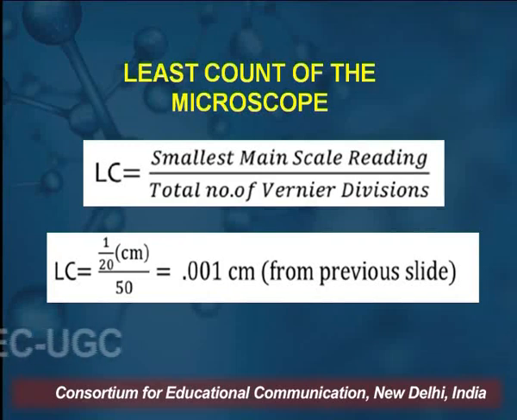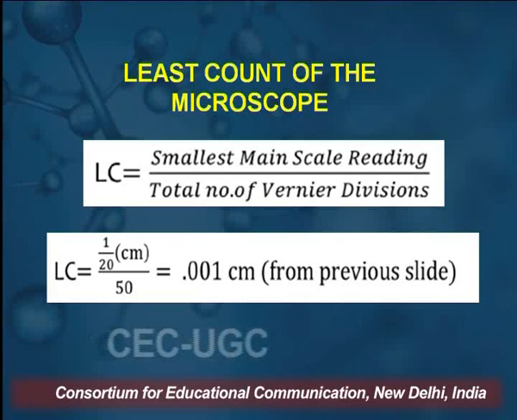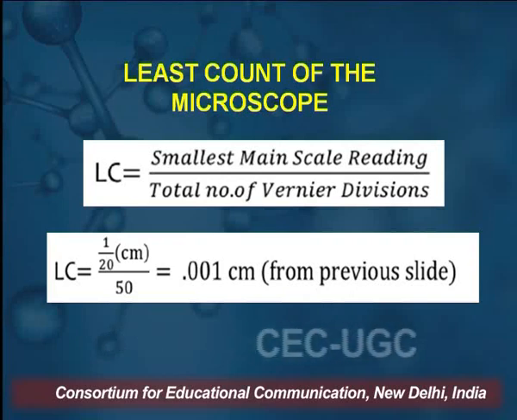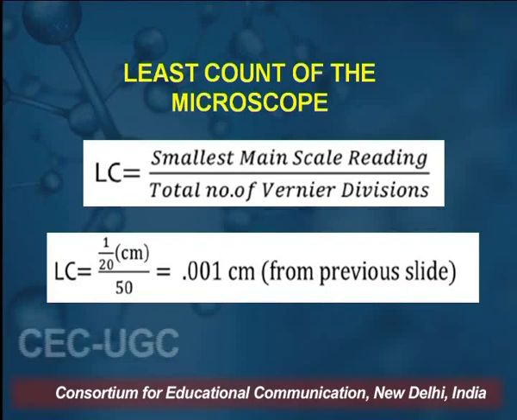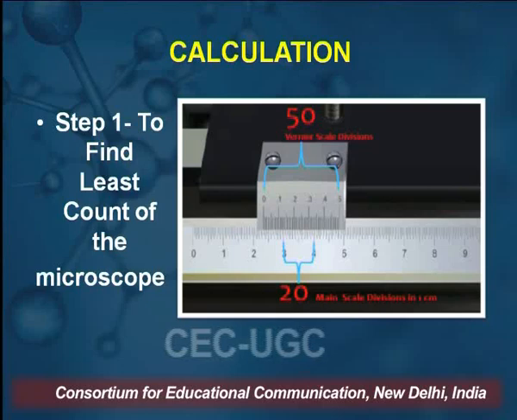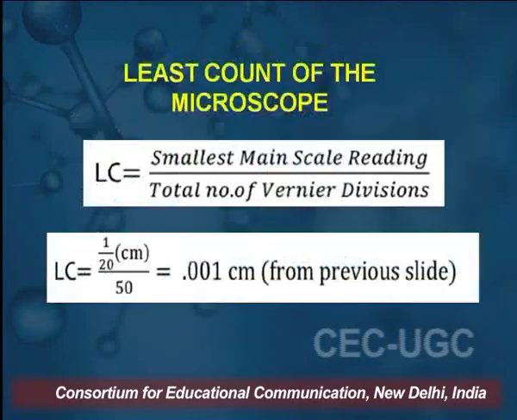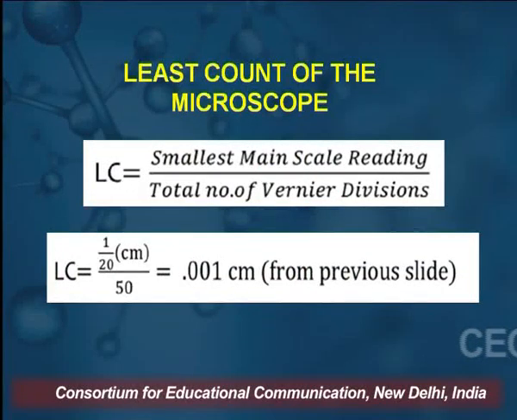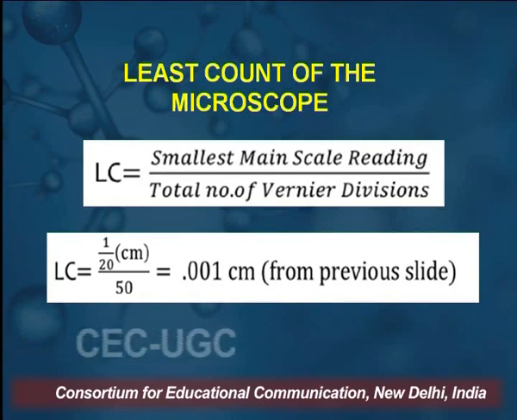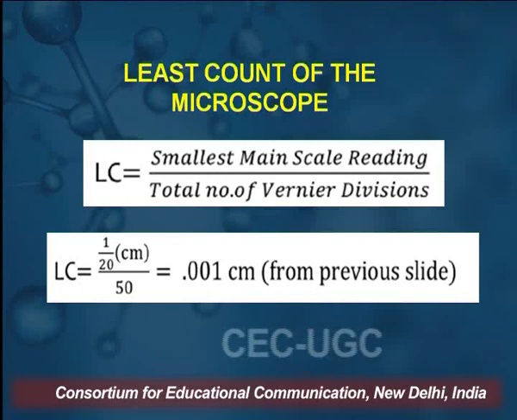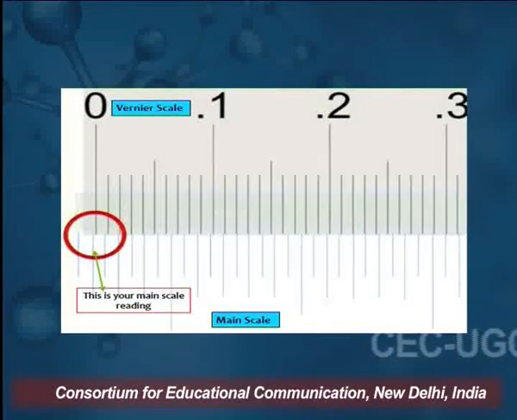Here in this arrangement, the smallest main scale reading is 1 by 20 centimeter, because we are having 20 divisions between the 2 points, and the total number of vernier scale divisions on the upper scale is 50. So we divide by 50, and the least count will be 0.001 centimeter, from the previous slide. Now we see how we take the reading.